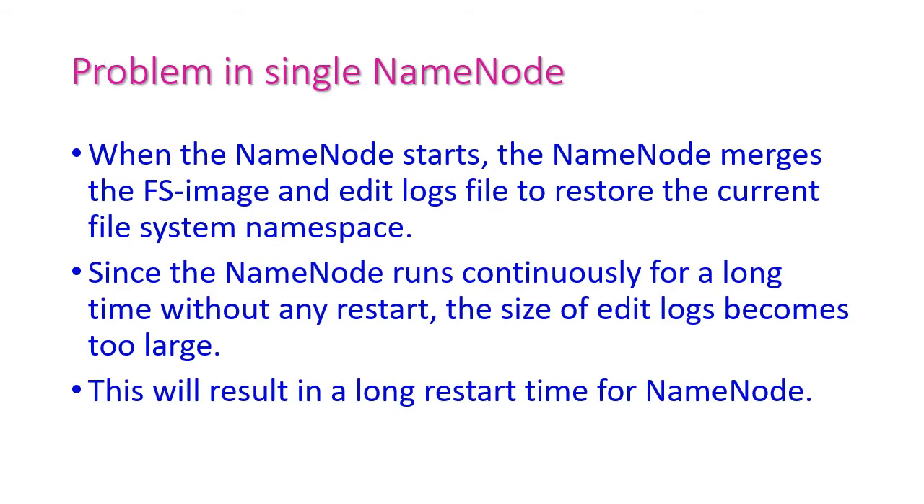The problem in single name node is the importance of secondary name node. When name node starts, the name node merges the fs image file as well as the edit log file to restore the current file system namespace. Since the name node runs continuously for a long time without any restart, the size of edit log files will become too large. This will result in a long restart time for a name node. Hence, the secondary name node is very important here to reduce this restart time.